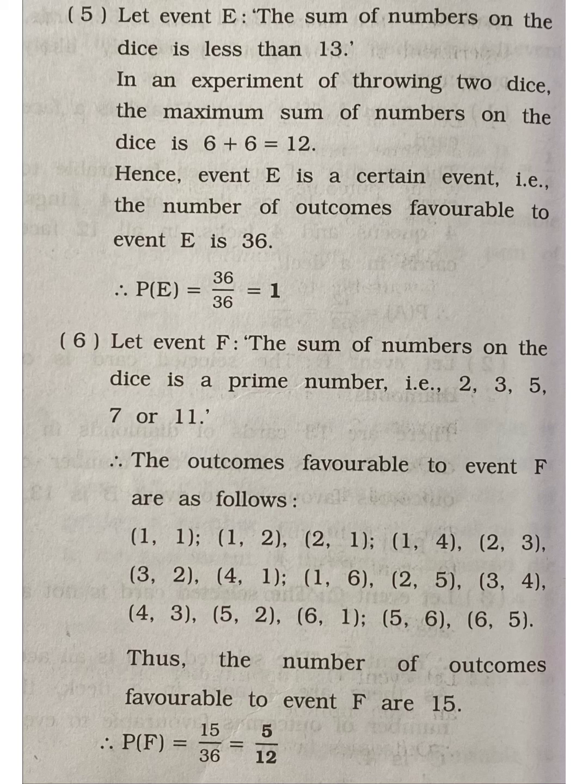Now last, we have to find the probability that the sum of numbers on the dice is a prime number. The prime numbers which can be included here are 2, 3, 5, 7 or 11, because the last number, 6 plus 6, is 12. So these are the prime numbers which are less than 12. The total number of outcomes whose sum is a prime number is 15. Here you can see which 15 outcomes there are. So the probability is 15 by 36, that is equal to 5 by 12.